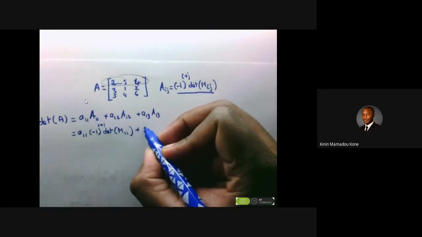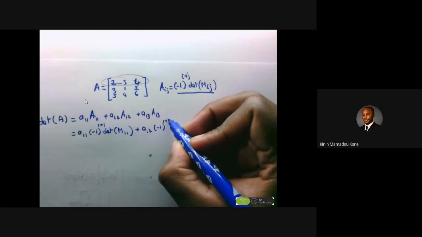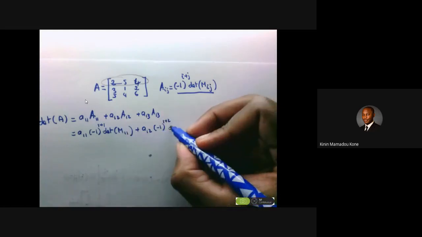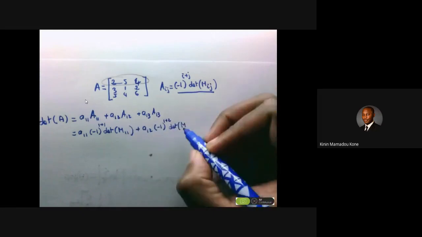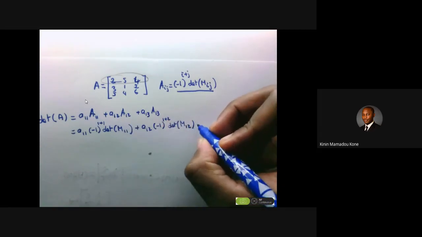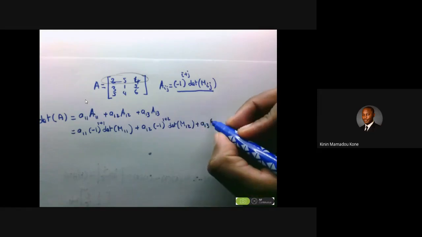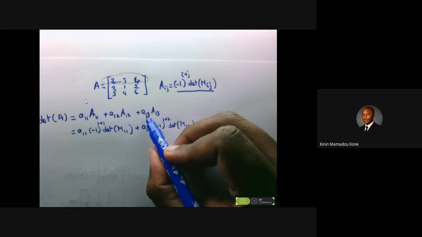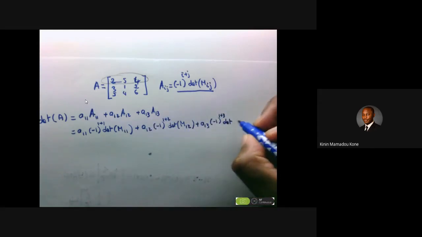plus A12 multiplied by negative 1 raised to the power 1 plus 2, times the determinant of M12, the matrix formed by deleting the first row and the second column, and then plus finally A13 multiplied by negative 1 raised to the power 1 plus 3, and then multiplied by the determinant of M13 like this.